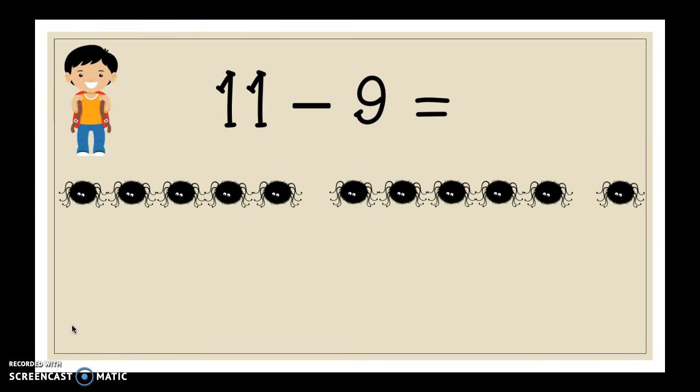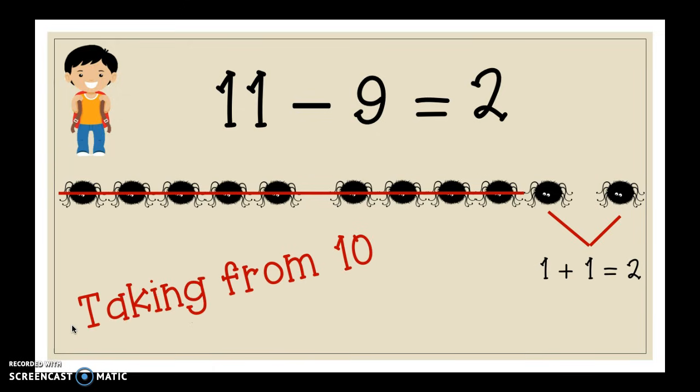Okay, so he has 1, 2, 3, 4, 5, 6, 7, 8, 9, 10, 11 spiders. Then he subtracted 9, so he showed subtracting 9. Good job, Henry. And then finally, he added the 2 that he had left over. He had 1 left over from the 10, and then another one to show 11. So 1 plus 1 more equals 2. That means he figured out that 11 minus 9 equals 2. Good job, Henry. Now Henry's strategy is called taking from a 10, because he made a 10 and then he took from it in order to subtract 9.